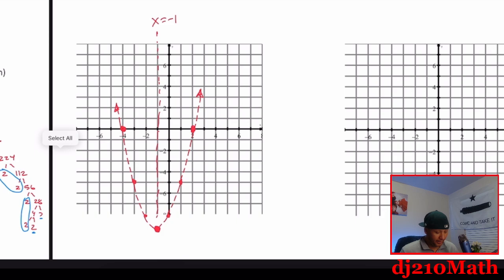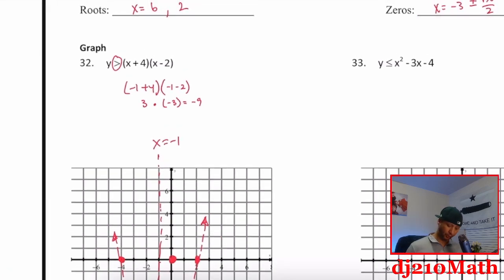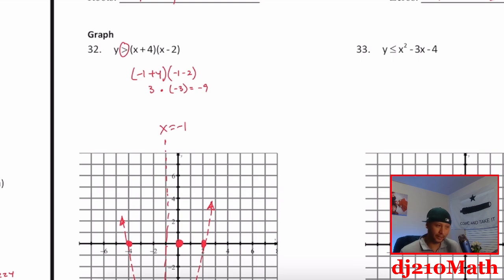All right, I need to shade on one side or the other. My recommendation is to test the point 0, 0, x equals 0, y equals 0, and see if we have a true or false statement. If I plug in 0, 0 and it's true, we shade the side that contains 0, 0. If it's false, then we shade the opposite side, the side that doesn't contain 0, 0. So we get 0 is greater than 4 times negative 2, so 0 is greater than negative 8. Is 0 greater than negative 8? Yes, 0 is bigger than any negative number. So this is true, and we shade the side that contains 0, 0.